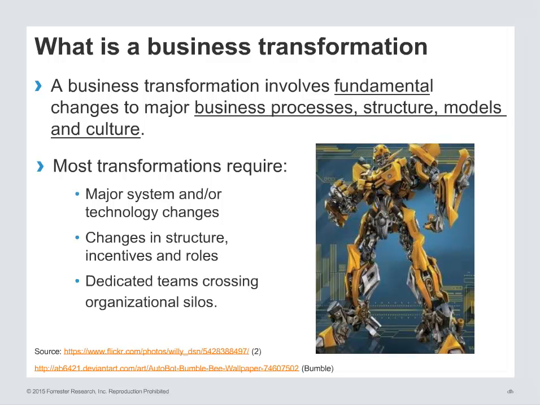Most transformations require major system and/or technology changes. I see this with Oracle. I see this with SAP. I see this with Salesforce.com, where they were an intrinsic part of the transformation. But these are not simply just installing these systems and configuring these systems. Along with these systems goes a significant amount of process change, changes in data, changes in how companies interact with customers. Finally, we're going to talk a little bit about the changes in structure, incentives, and roles, and these transformations oftentimes require dedicated teams crossing organizational silos.